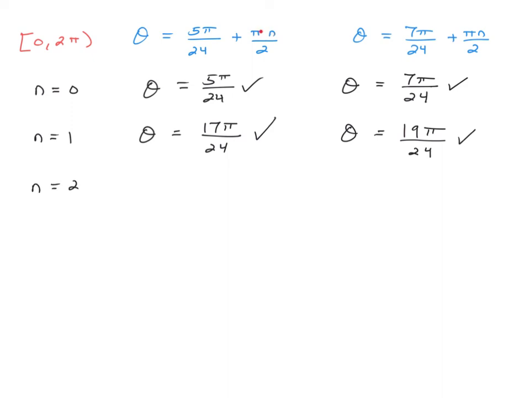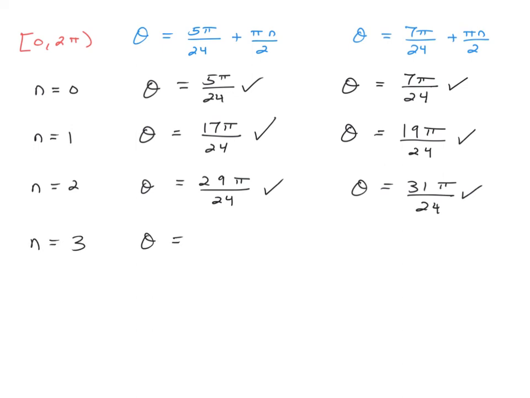If I put a 2 here, I'm just adding pi, so I'll do 5 pi over 24 plus pi, and then I'll do 7 pi over 24 plus pi. All right, so this time I get theta is equal to 29 pi over 24. That certainly is fine. Okay, if I do 7 pi over 24 plus pi, I get 31 pi over 24, also acceptable. Wow, we're still going here. Okay, n is equal to 3.